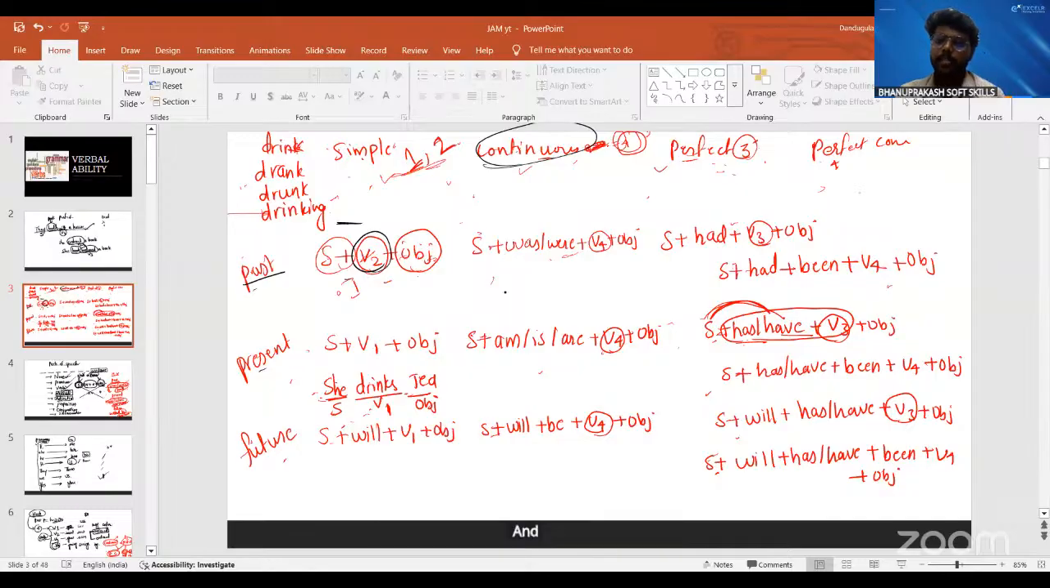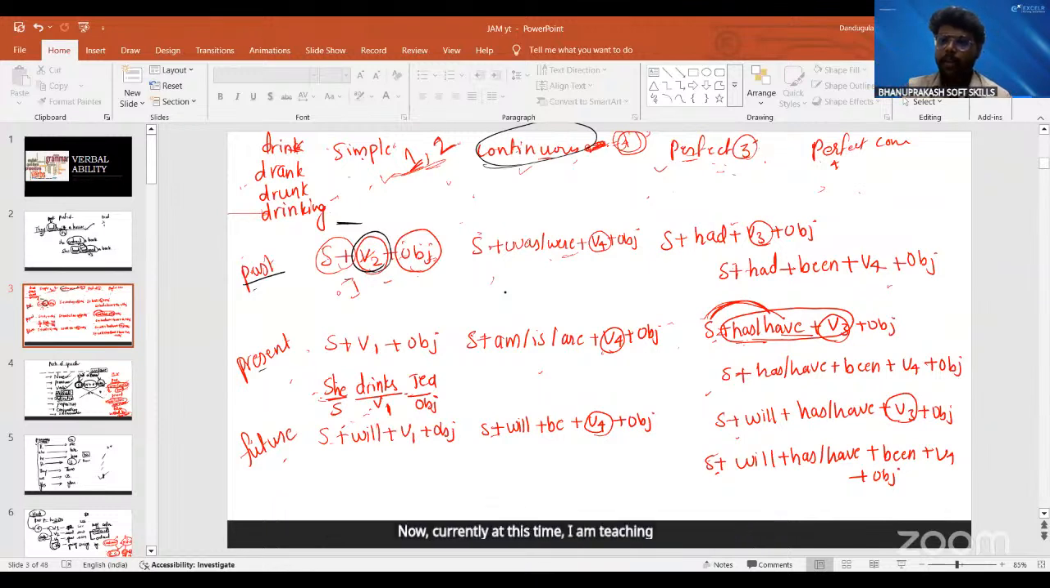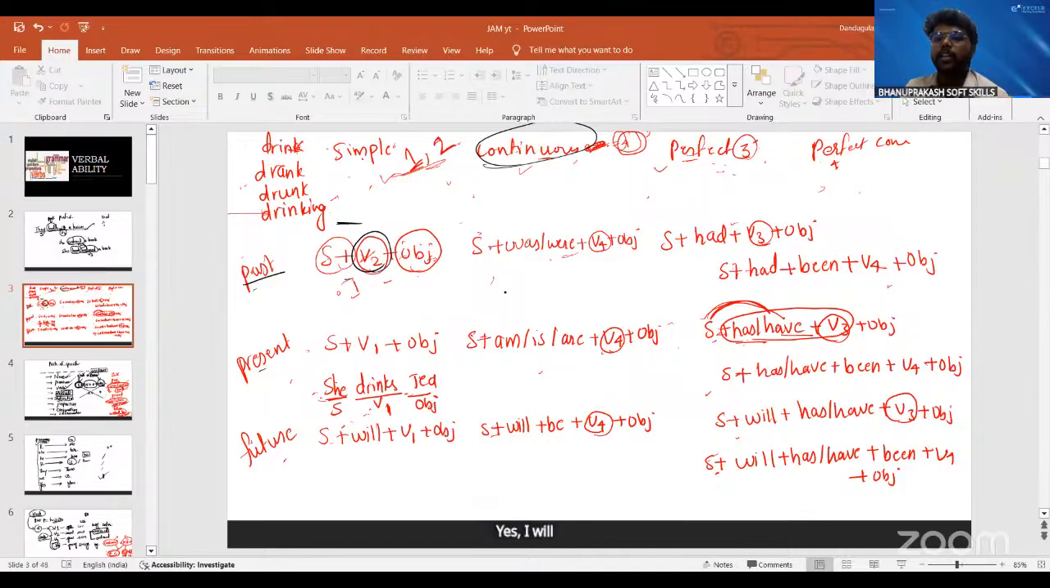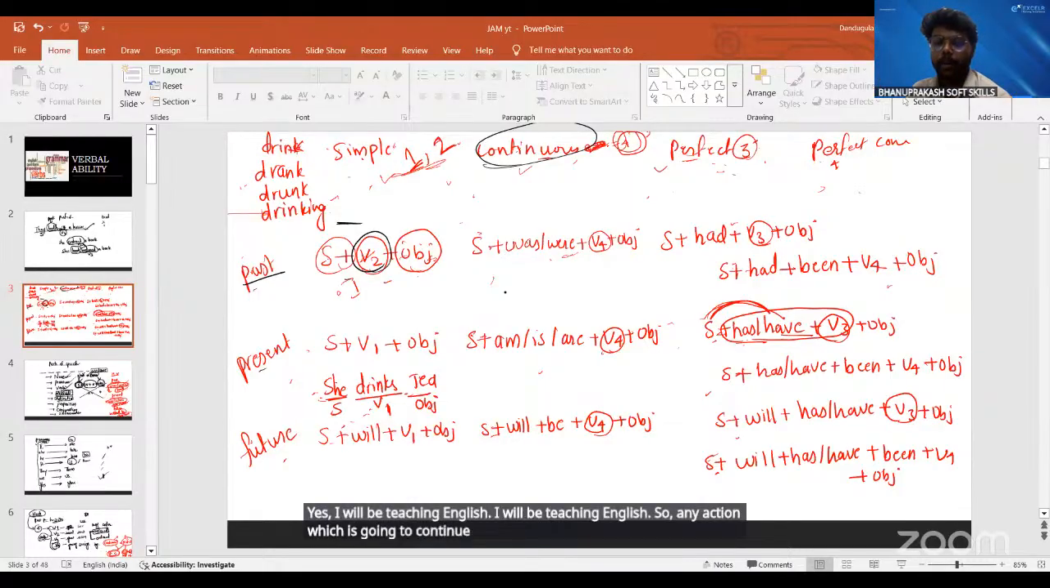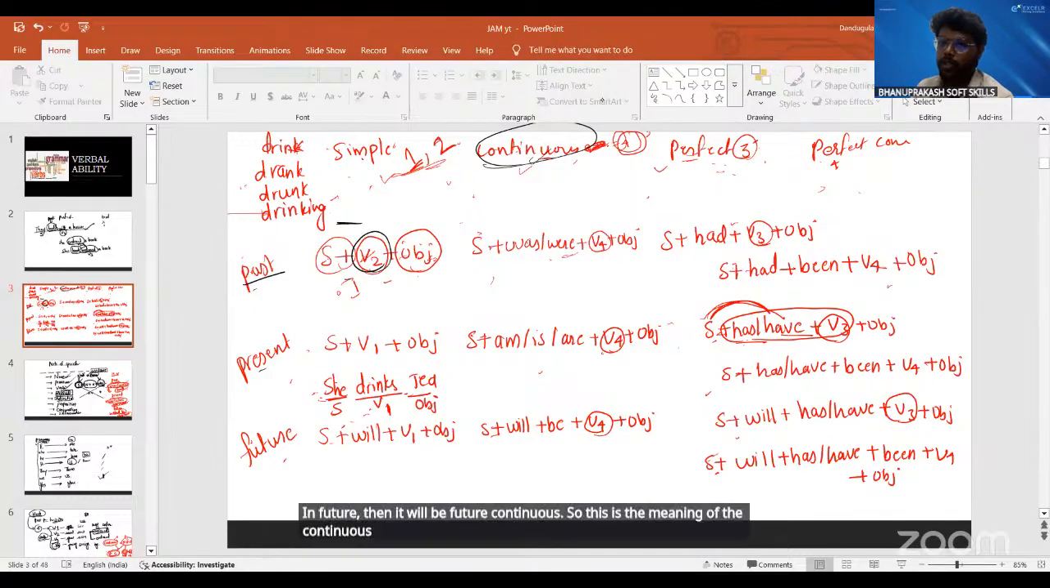And present continuous means which is happening just right now in the present, at this second. What am I doing? I am teaching English. Yesterday at the same time, I was teaching English. Now, currently at this time, I am teaching English. And tomorrow at the same time, what am I going to do? I will be teaching English. So any action which is going to continue for a particular time in the future will be future continuous. So this is the meaning of the continuous for past, present, and future.